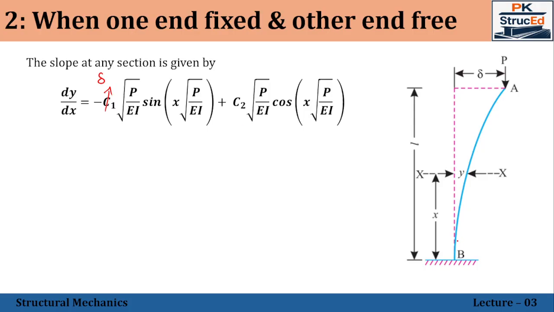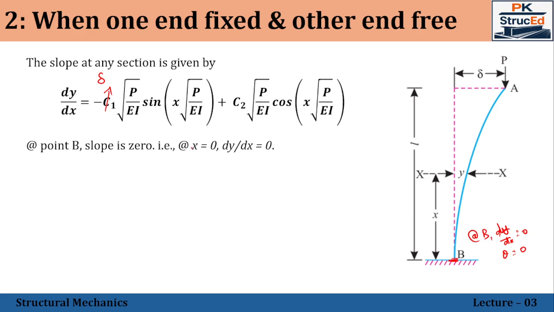Now, we are going to apply the second boundary condition, that is at B, dy by dx is equal to 0. That is, slope is equal to 0. So, substituting at x is equal to 0, dy by dx is equal to 0. Substituting this, the left side will become 0. Coming to the right side, we have dy by dx at x is equal to 0. So, this entire component will become 0 and the sine of this component also will become 0. So, the entire component will become 0.